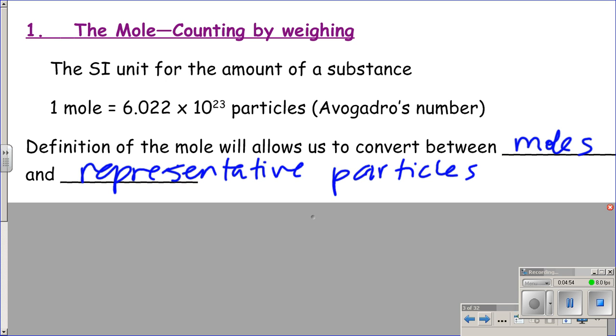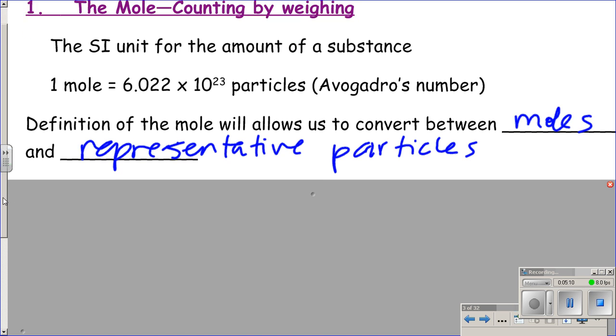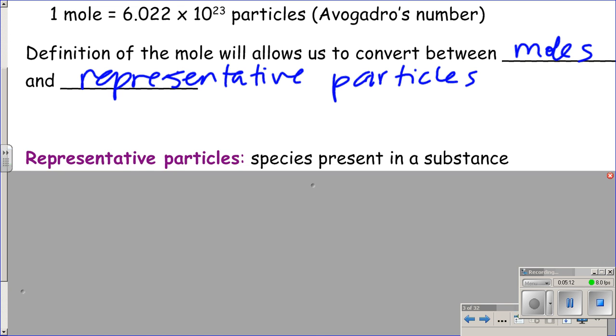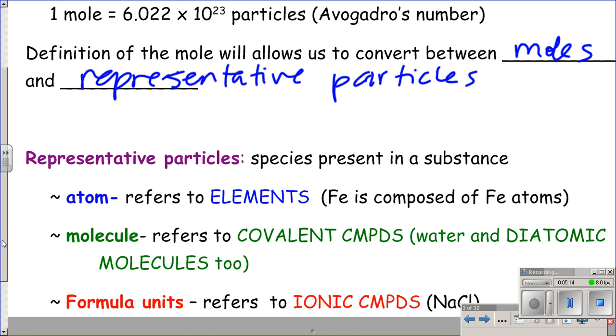Sodium chloride, what subset of chemicals am I referring to? What kind of compound? Ionic. Okay. So if I say carbon dioxide, covalent, and if I say iron, it's an atom or an element, okay? So it's elemental state. So the three representative particles are these, and I'll talk through these as I go.